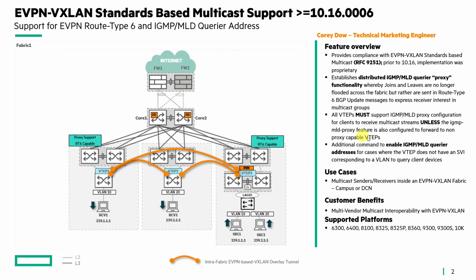And we also have an additional command to enable the IGMP/MLD querier addresses for cases where the VTEP doesn't have an SVI corresponding to a VLAN to query the client devices. That would be a case where it's just a completely flat layer 2 VLAN, which really isn't the case that you see here. So we've got routed streams in this case. And so the use cases it enables are multicast senders and receivers inside an EVPN-VXLAN fabric, campus, or data center, and multi-vendor multicast interoperability with EVPN-VXLAN, and you can see the supported platforms here.